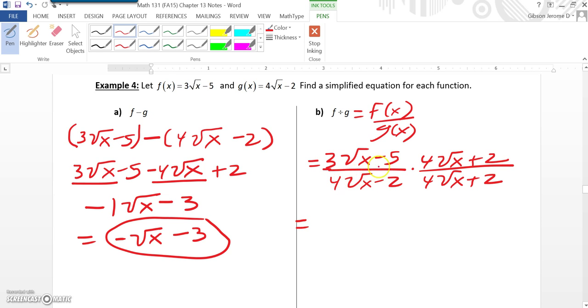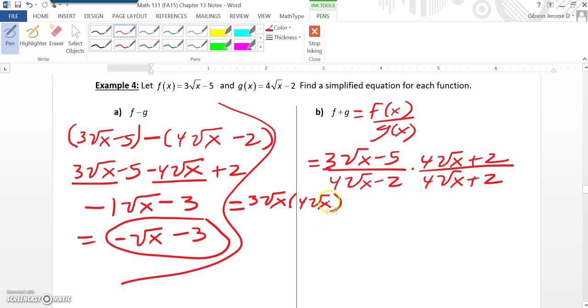Now unlike the other problems, we have a binomial times a binomial in the numerator and denominator. So we would have to multiply this out. So let me give myself a little bit more room here. And what I'll do is, to isolate this, I'll start right here. So I had 3 square root of x times 4 square root of x, plus 3 square root of x times 2, minus 5 times 4 square root of x, and minus 5 times 2. So that took care of the numerator.